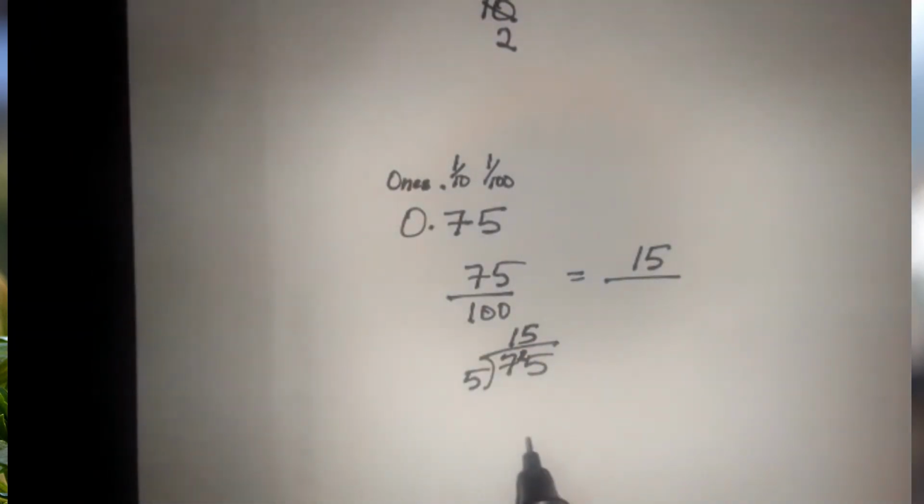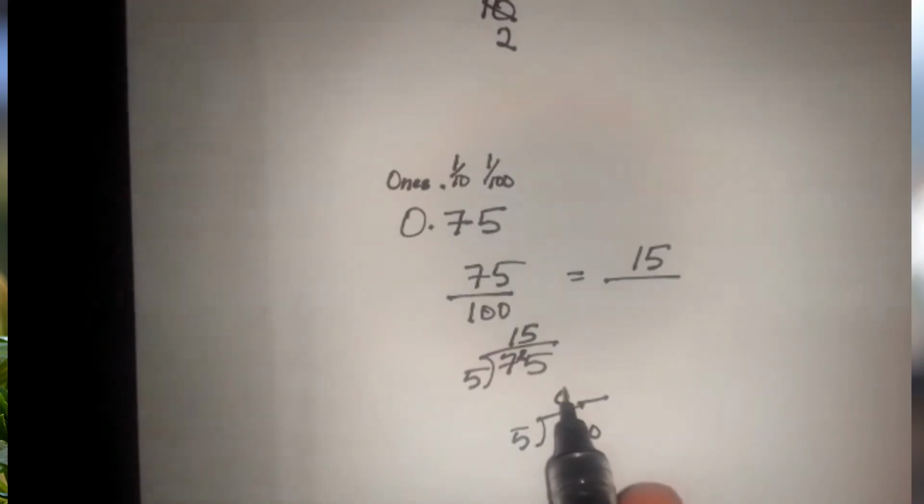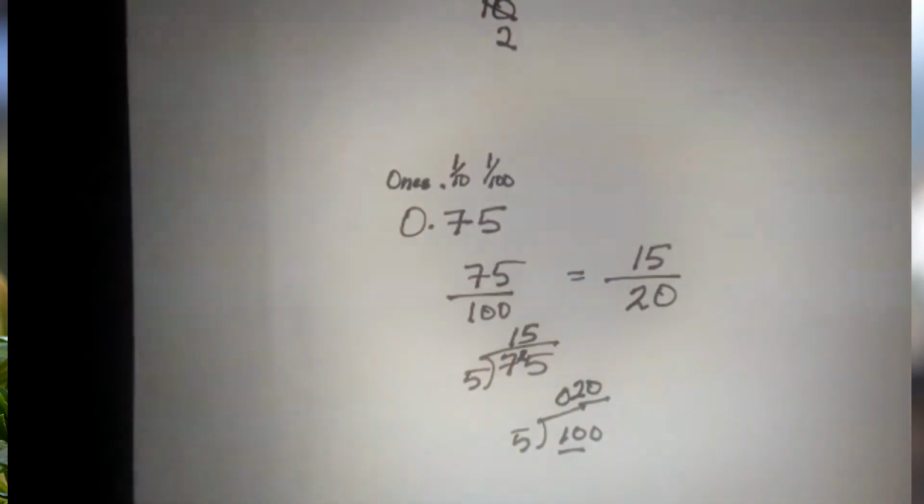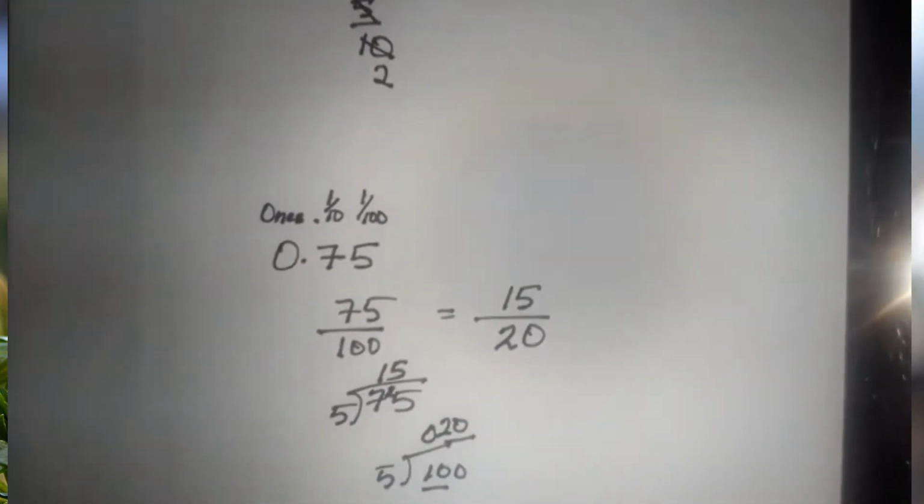Let's do it with 100. 5 into 100. 5 into 10 goes 2, 5 into 0 goes 0, 5 into 0 goes 0. So 5 into 100 goes 20. Great. So it's reduced. I can work with this now.